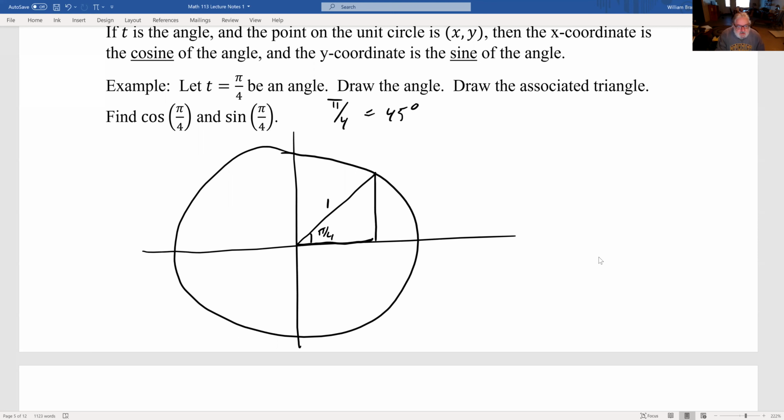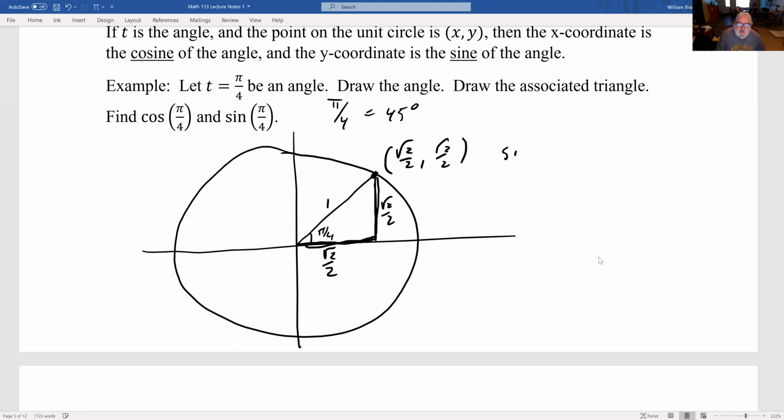But this triangle is now my 45, 45, 90 triangle, right? So I know that this length is square root of 2 over 2. And this side length here is square root of 2 over 2. What does that mean about this point? Its x-coordinate is how far you went out on the x-axis, and its y-coordinate is how far you went up.